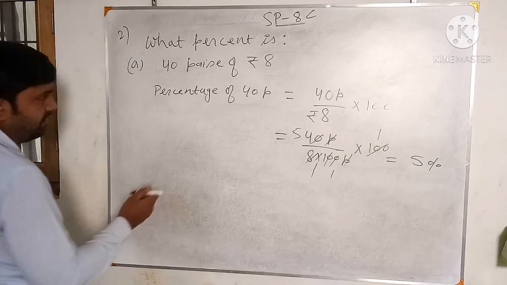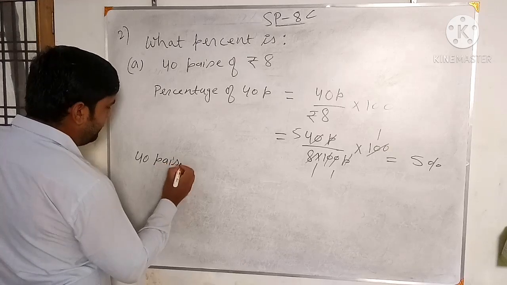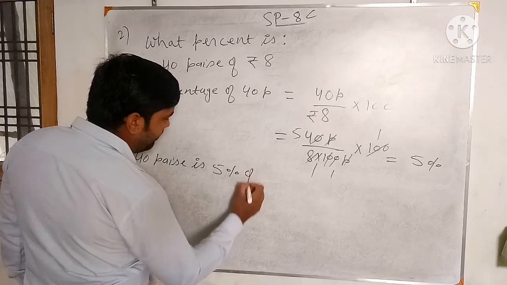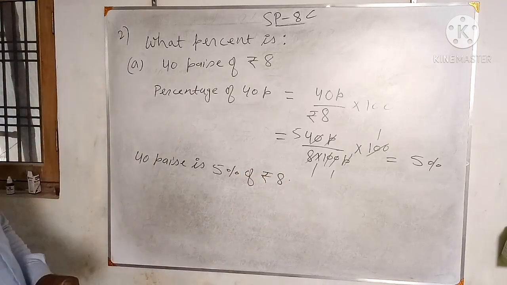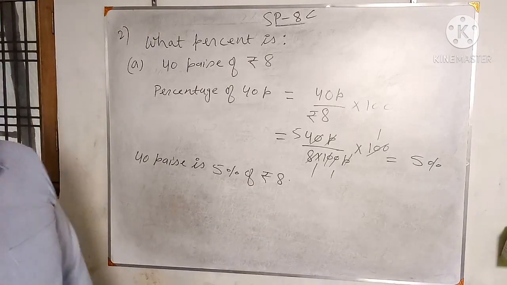Now we can write the answer. 40 paise is 5% of rupee 8. Okay, 40 paise is 5% of rupees 8.